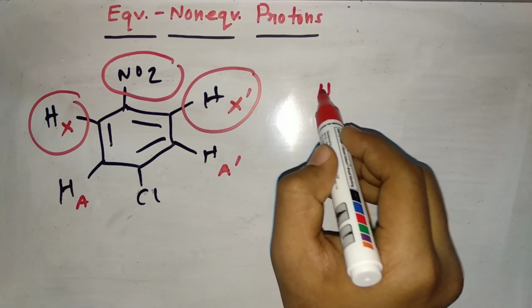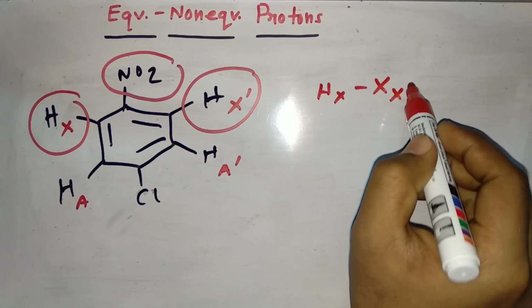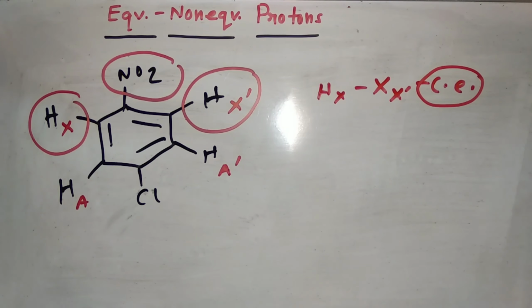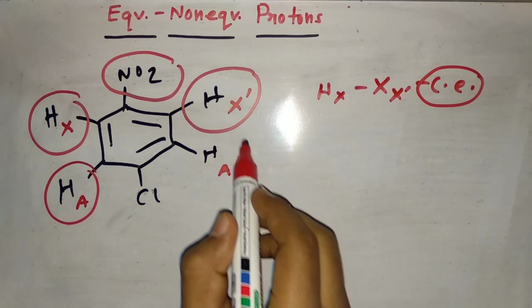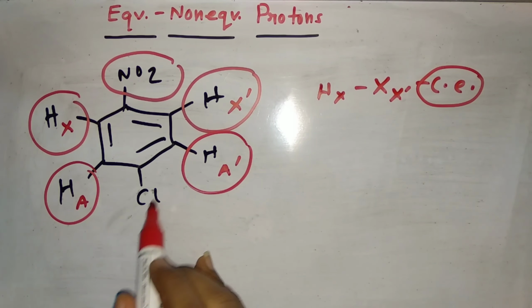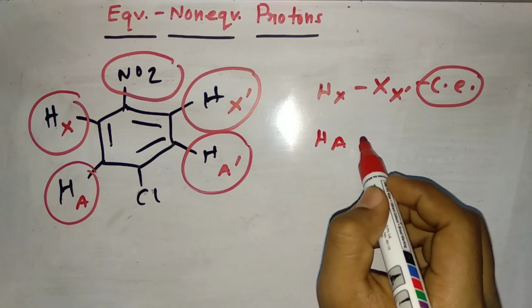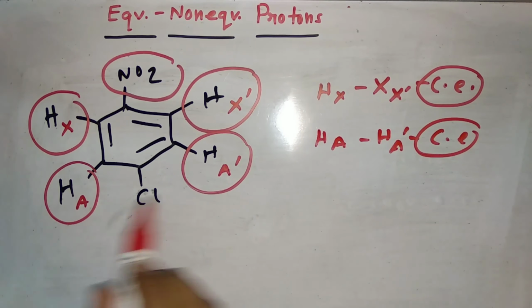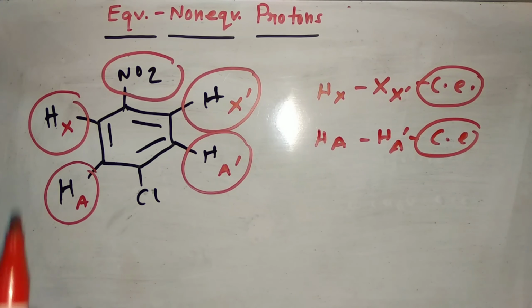So HX and HX prime are chemically equivalent. Okay, HA and HA prime are near the Cl atom, so HA and HA prime are also chemically equivalent, as both are near the Cl atom, ortho position. Okay, but suppose, what is magnetic equivalence?